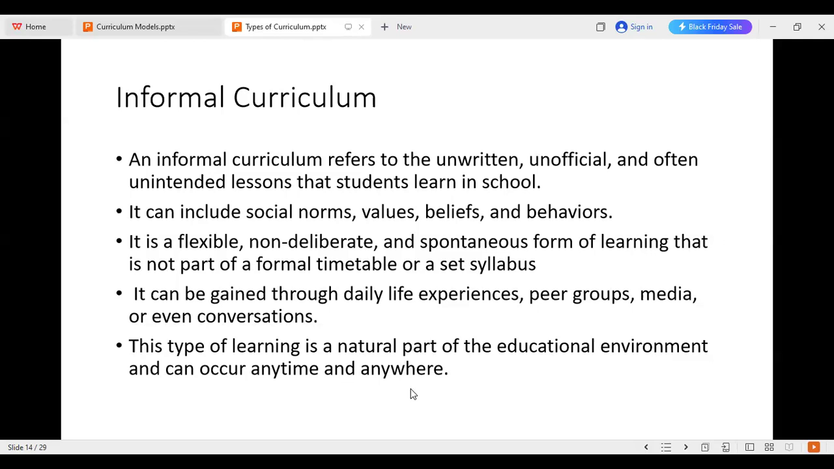It can be gained through daily life experience. Peer groups, media, even conversation. In the informal curriculum, there are divisions. Later we can see that. Co-curricular, hidden curriculum, branches of informal curriculum. This type of learning is a natural part of the educational environment, and can occur anytime, anywhere.